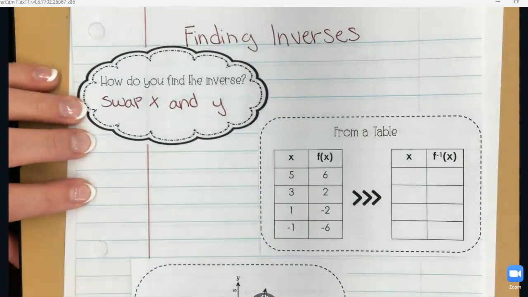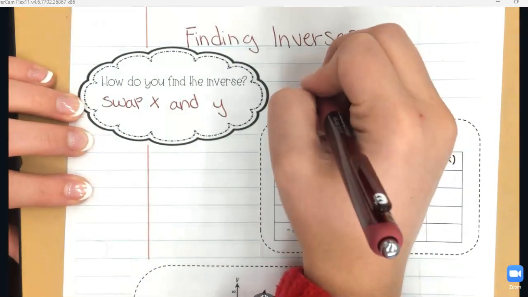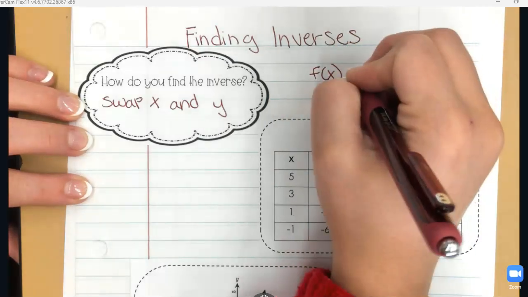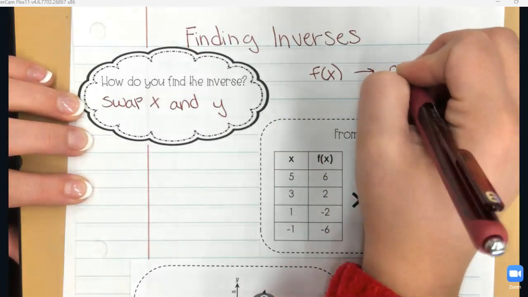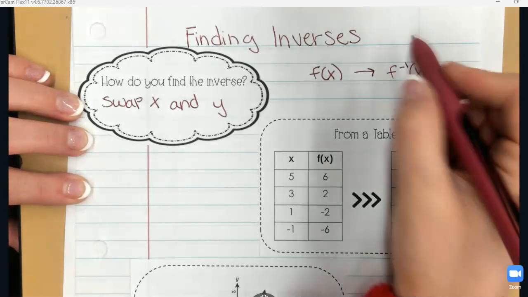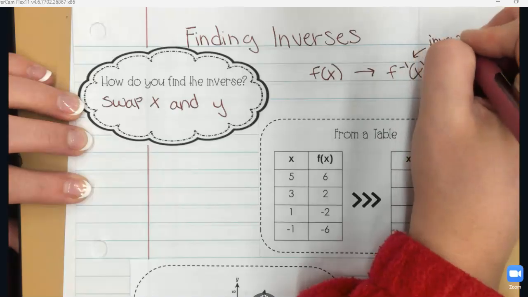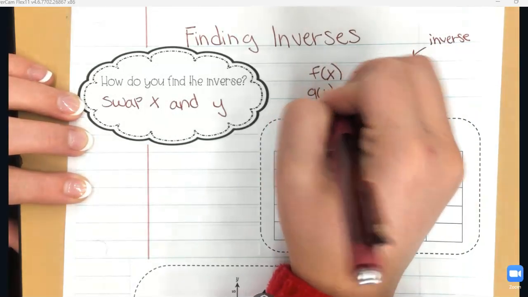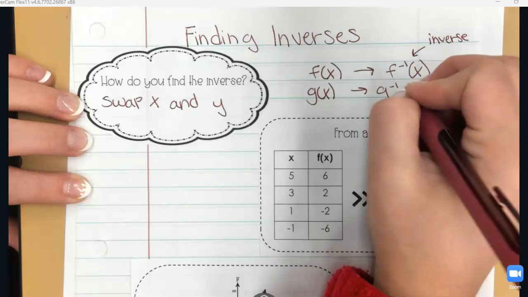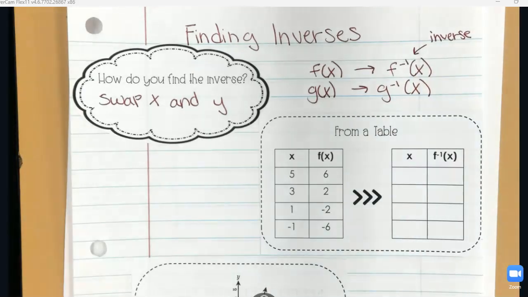And then just some important notation is that if you have f of x, the inverse is f to the negative 1 of x. That notation means inverse. So whatever your original function is, like even if it was g of x, if you say g to the negative 1 of x, that means the inverse.